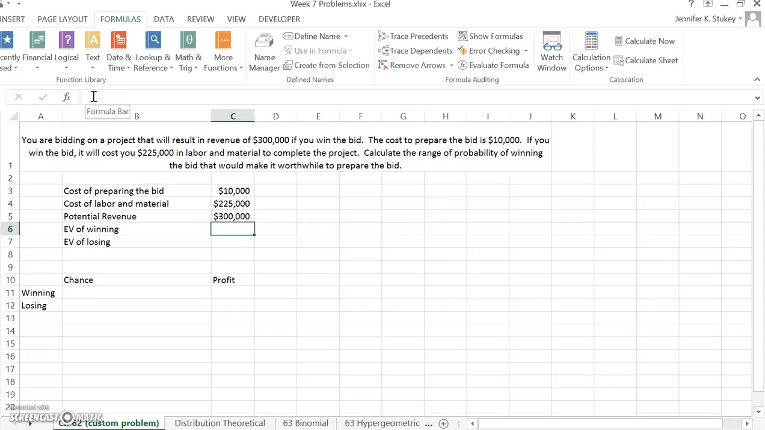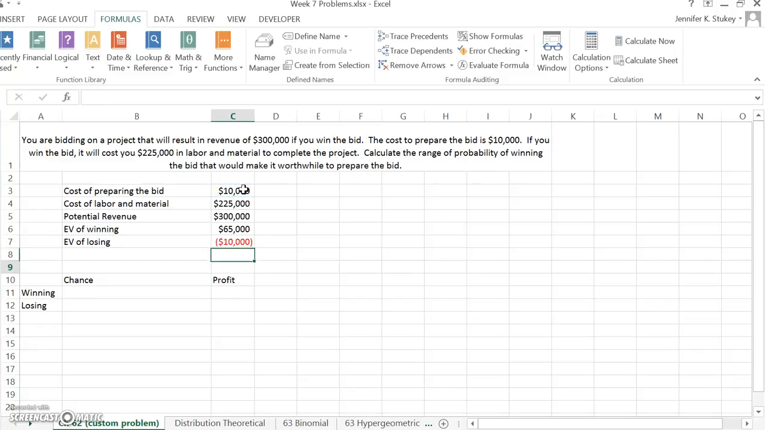Now we've got to calculate our expected value if we win the bid. Our expected value is going to be the revenue that we would generate less the expenses, and that is both the expense of the labor and material and the expense of preparing the bid. Now we've got to calculate our expected value if we lose the bid. In that case, there would be no revenue generated and no cost of labor and materials, but it would still cost us $10,000 in order to prepare the bid.